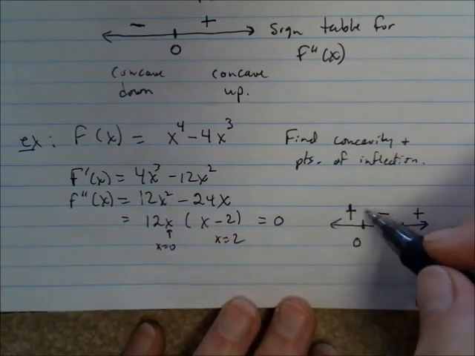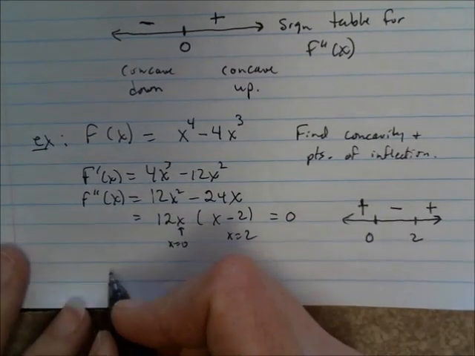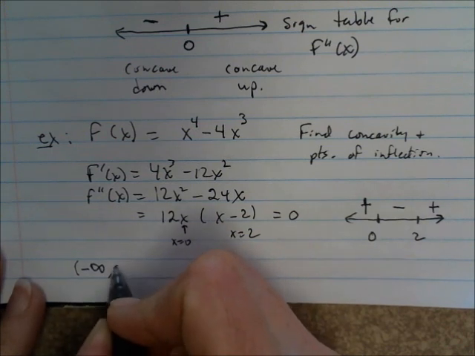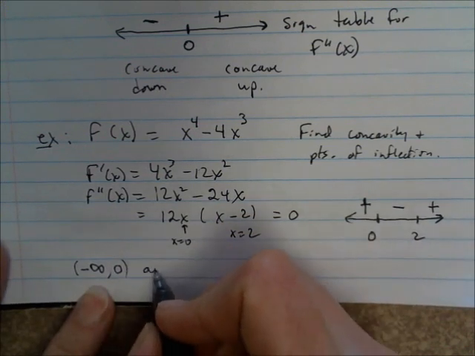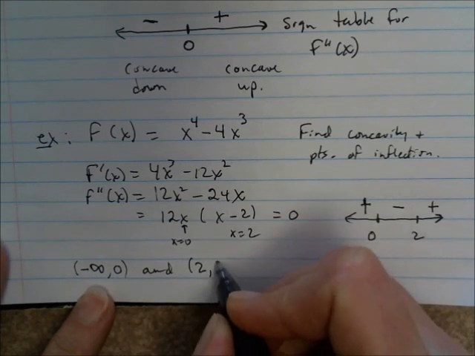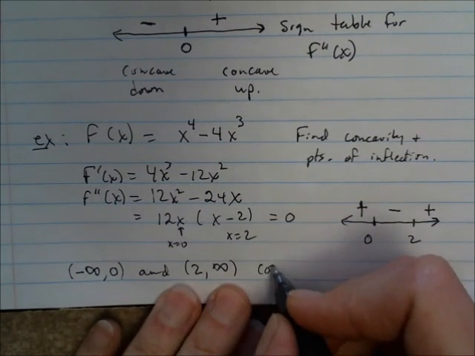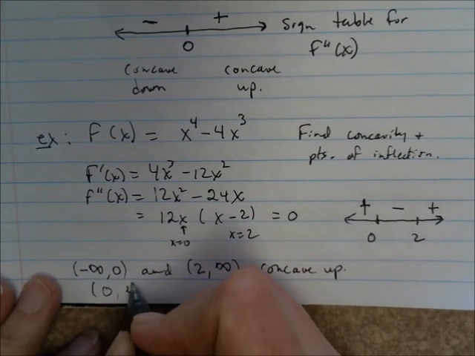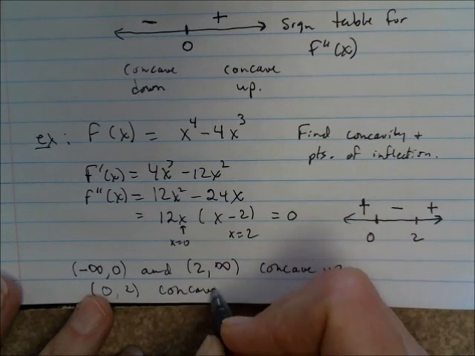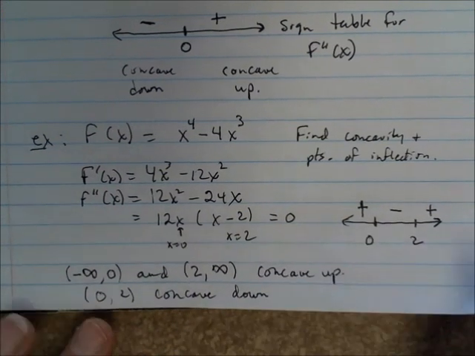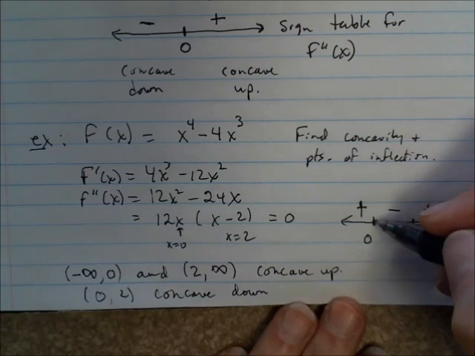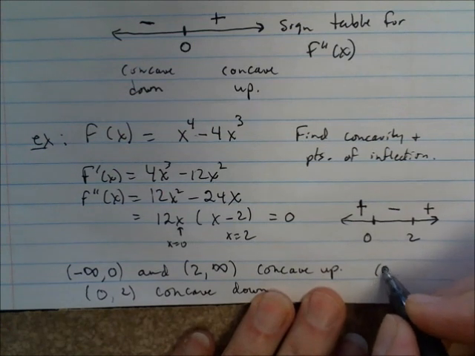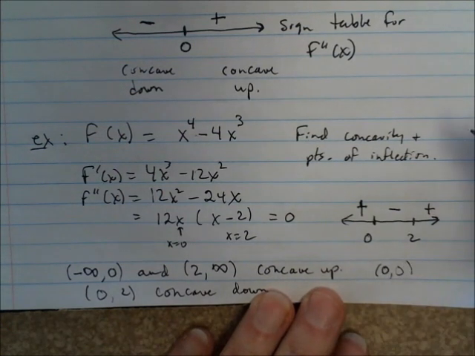So we have this portion of the graph which is concave up. So let's just mark this in interval notation. We have from negative infinity all the way up to 0, and from positive 2 all the way up to infinity, which is concave up. And between 0 and 2, it is concave down. And we have an inflection point at x equals 0. Well, x equals 0 and y equals 0. So (0, 0) is one inflection point.